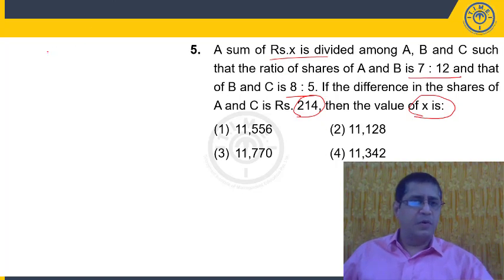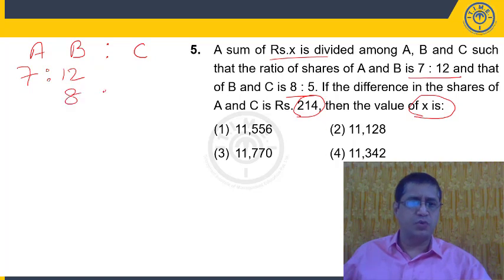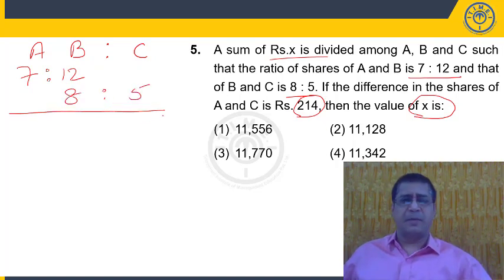What is the ratio of A and B? A and B ratio is 7:12. What about B and C? B and C is equal to 8:5. Yes, my dear students, find the combined ratio of A, B and C.